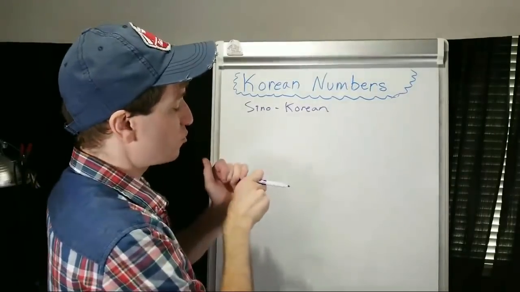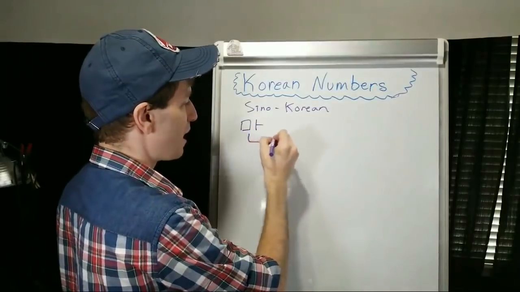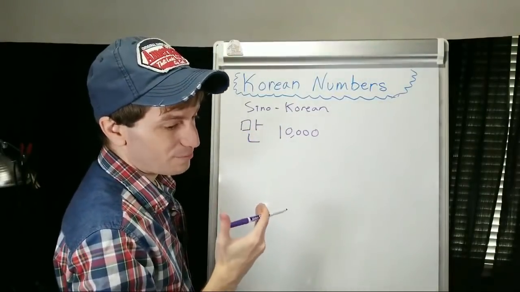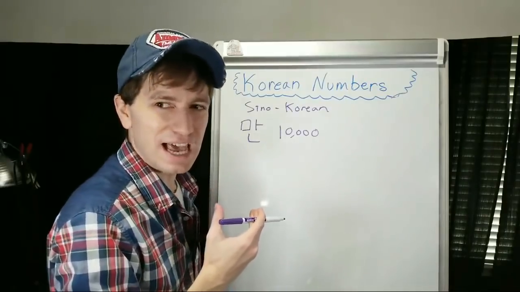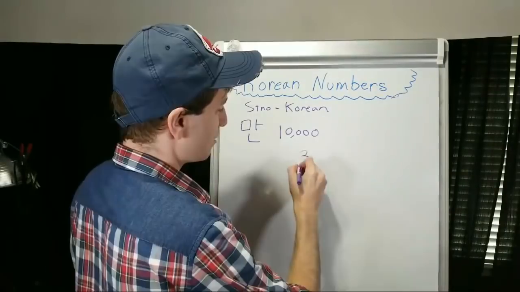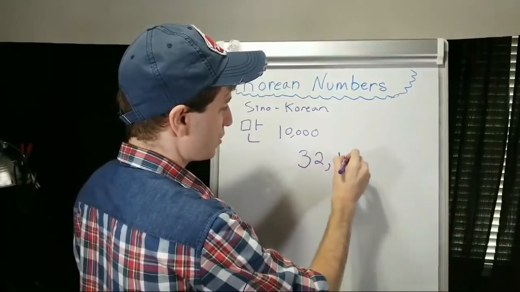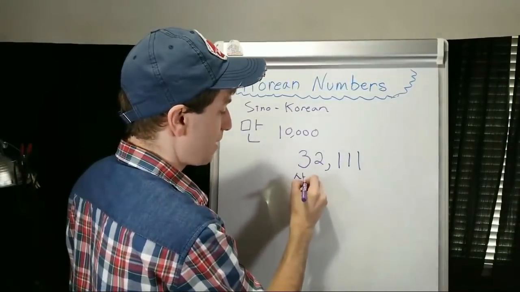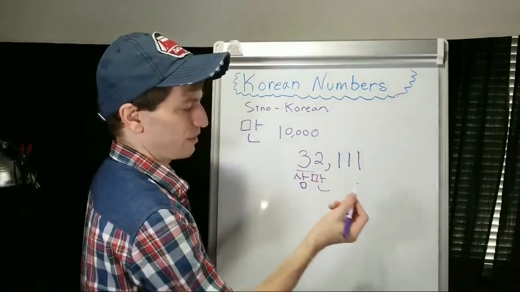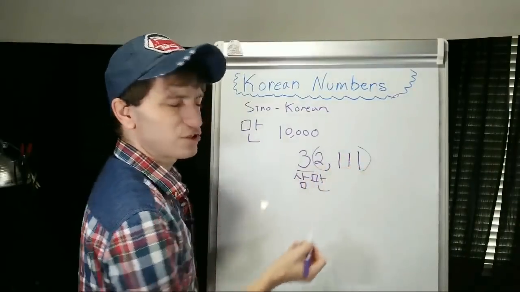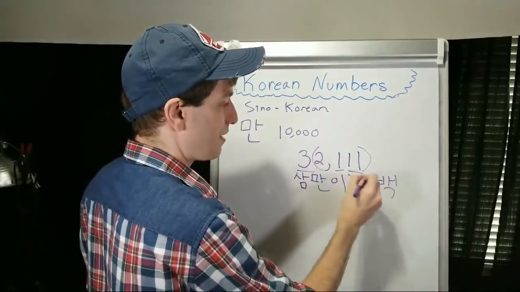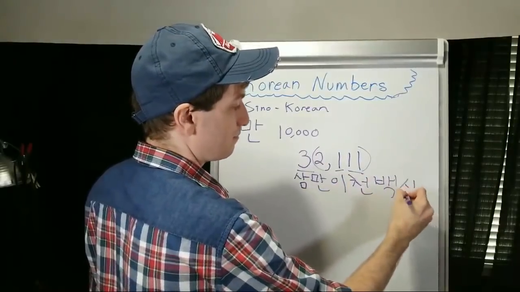There's one more that's super, super common. Man. Man is 10,000. We can use man to say any number all the way up until 99,999,999. 32,111. How many 10,000s do we have? We have 3. 3 man. And what are we left with? Well, we're left with 2,111: 2,000, 100, and 11, which is 10, 1.